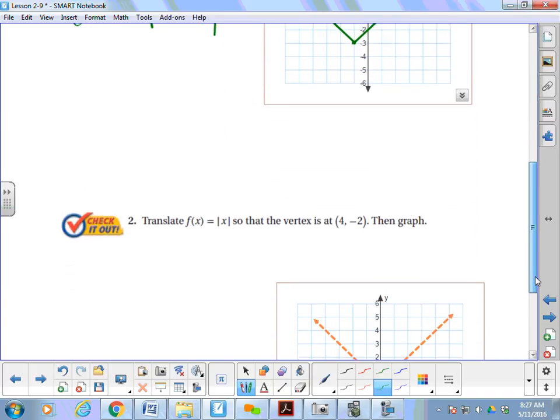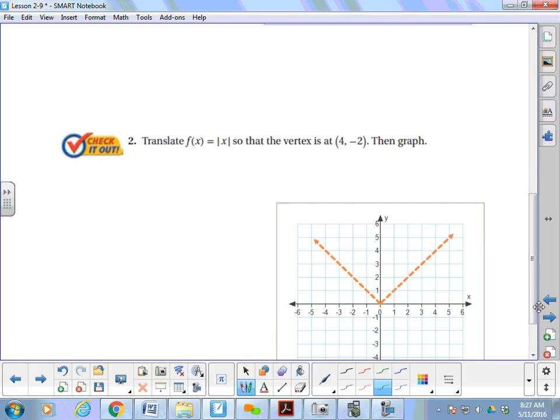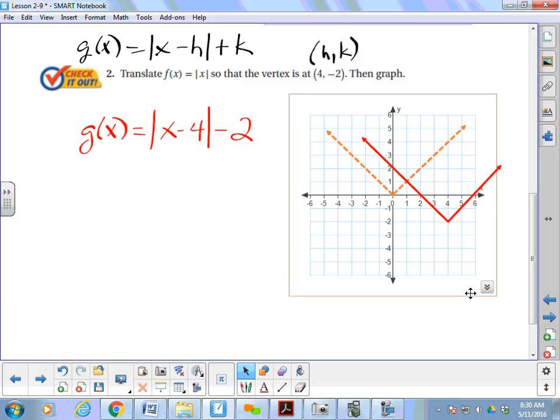All right, so I want you to do this one then. Okay, so in this case, h is 4, k is -2, so I just put 4 in for h, -2 in for k. Find my vertex, which is at the point 4, -2, and then draw my graph from there. Okay.